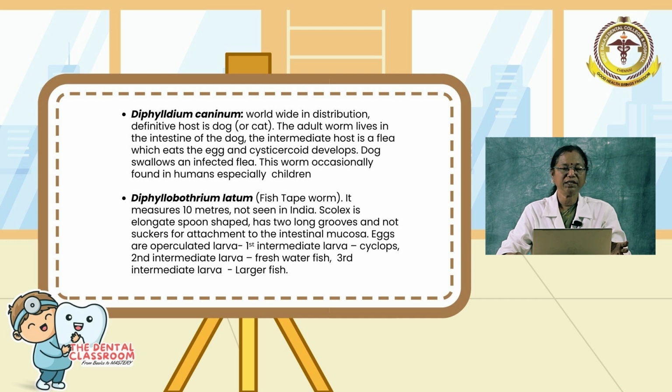The eggs are operculated, in the sense that on the top there will be an opening. It has 3 larval stages. The first stage, which is referred to as the intermediate larva, is seen in cyclops, which is seen in the sea. The second intermediate larva is seen in freshwater fish. The third stage larva, that is the third intermediate larva, is seen in large fish. So these are the intermediate hosts for the larval forms of Diphyllobothrium latum. The first one is in cyclops, the second in freshwater fish, the third in larger fish.